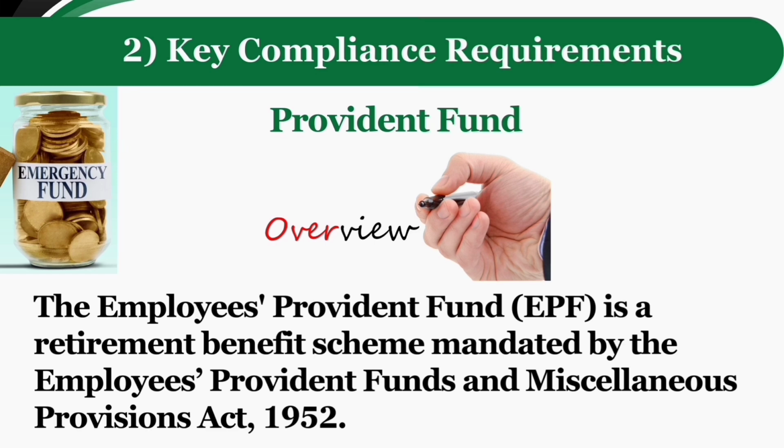The Employees Provident Fund is a retirement benefit scheme mandated by the Employees Provident Funds and Miscellaneous Provisions Act 1952. This is a retirement benefit scheme which is mandatory. People often say, ma'am, it is mandatory for our organization to deduct PF, but we are not deducting. Why are you not able to convince your company to deduct? Why are you not following these rules while calculating the payroll? Okay, so this is a big question.